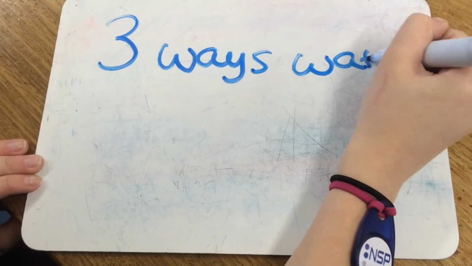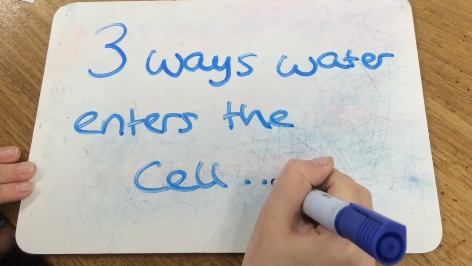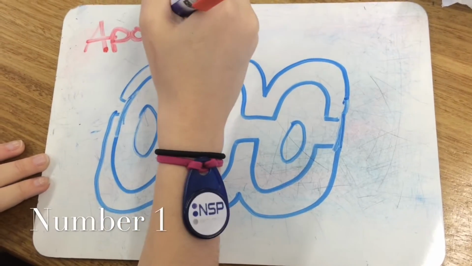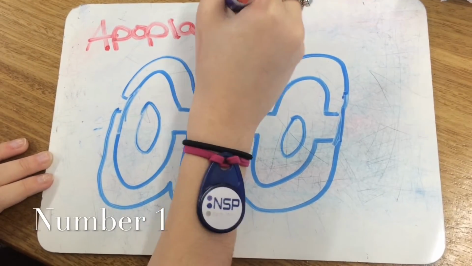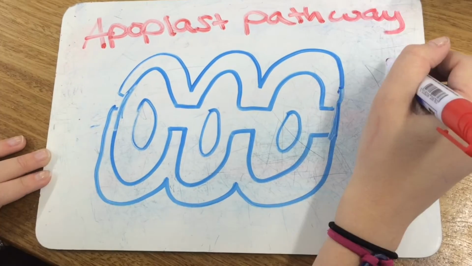The plant has 3 ways in which it moves water from the root hair cells across the cells of the cortex. Number 1, the apoplast pathway. This is through the cell wall, and mineral ions carried in solution by water may also move through the apoplast pathway.